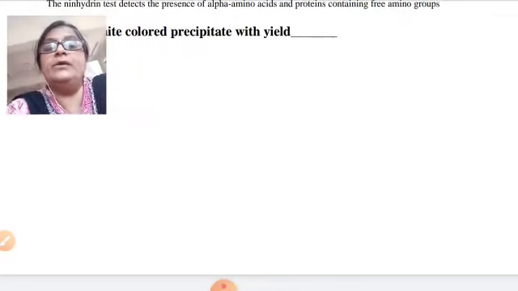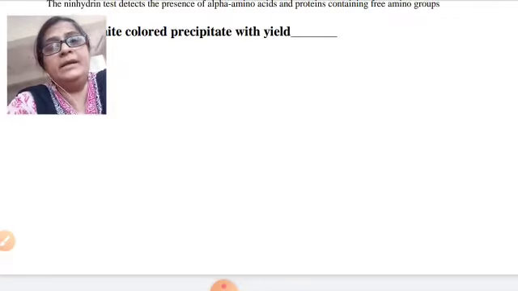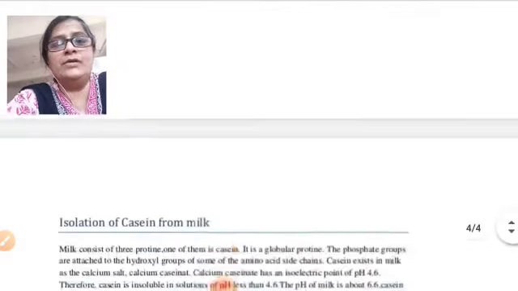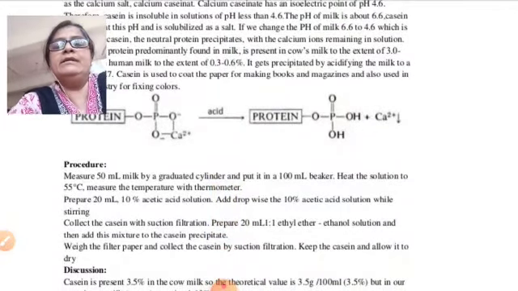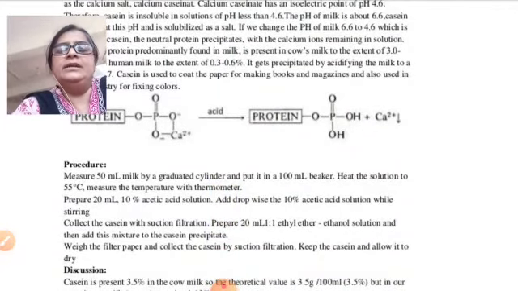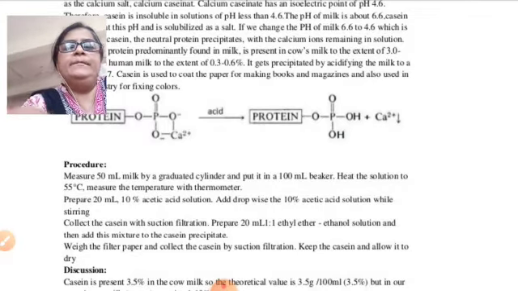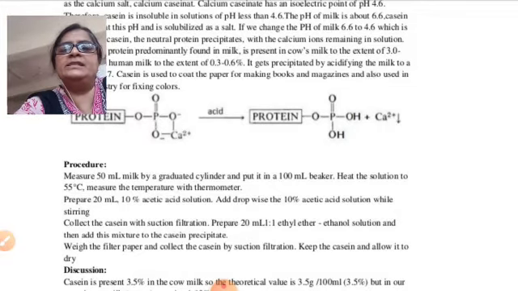Now the same experiment can also be performed with dairy milk or the cow's milk which we use at home, and the only difference here is that we take that milk and then we dilute it. The same procedure is used. Here I am repeating the procedure, but the starting material is milk. We measure 50 ml of the milk by graduated cylinder and put it in a 100 ml beaker. We heat the solution to 55 degrees Celsius.